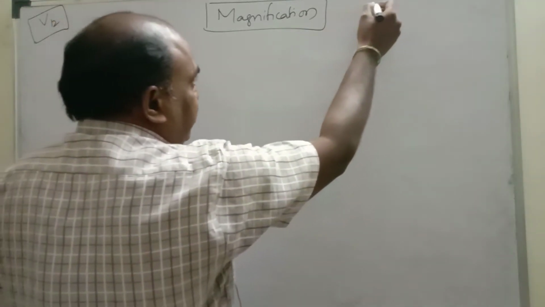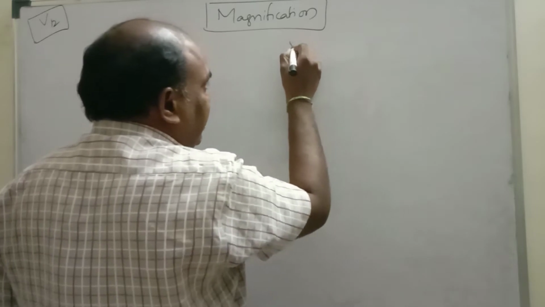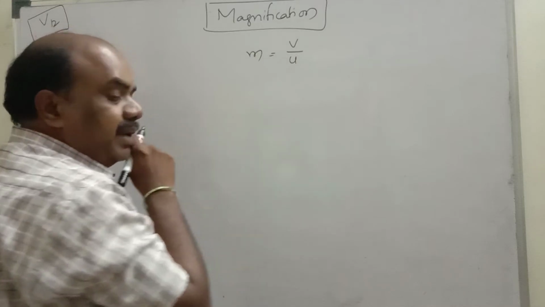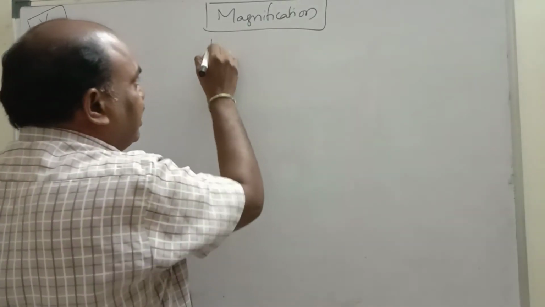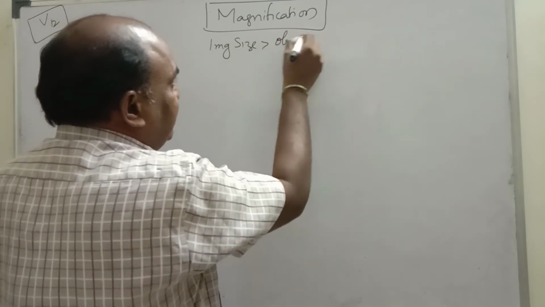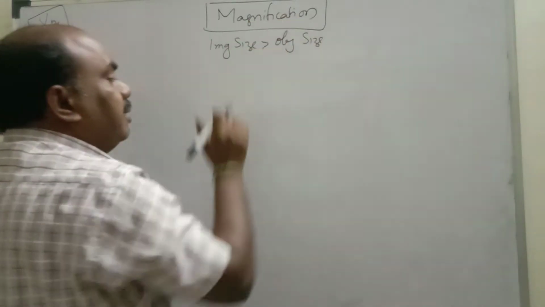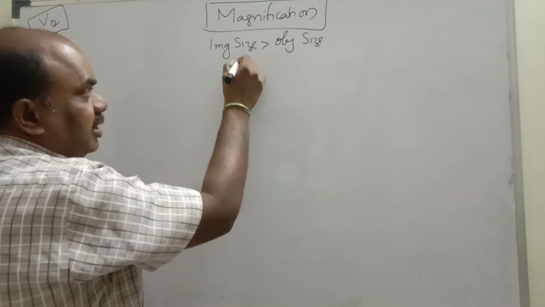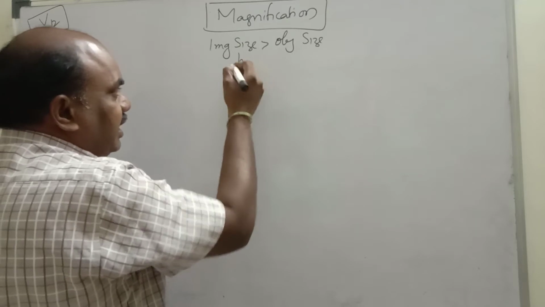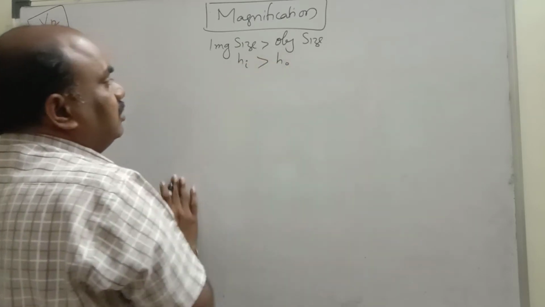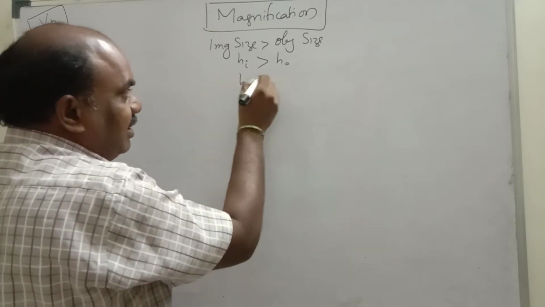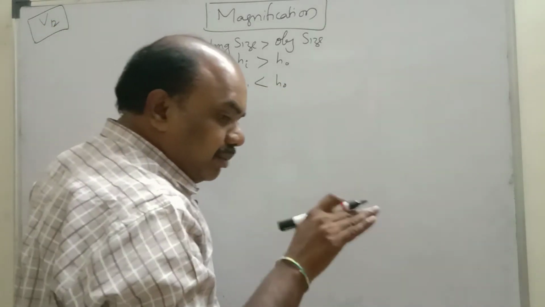Magnification means if the image height is more than the object height, then it is called a magnified image. That means simply you can say image size is greater than object size, then we call it a magnified image. Image height hi is greater than h naught. If this condition is satisfied, then it is called a magnified image. If the height of the image is less than the height of the object, that is called a diminished image.